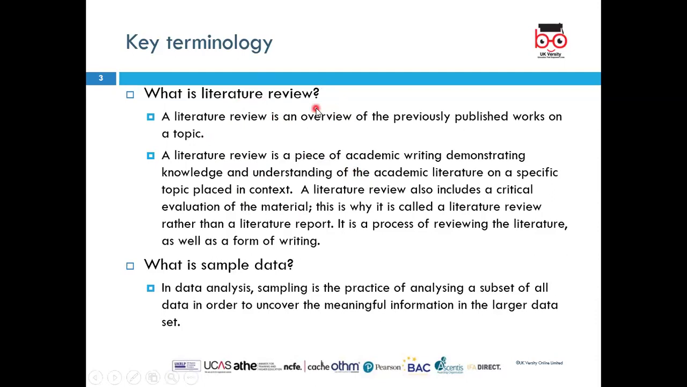But then there will always be literature on that. For instance, if you're finding some new drug therapy, I'm just giving an example, you will have literature about that drug or about the disease that it cures. So that is called literature review. You want to do your background understanding of the topic. A literature review is a piece of academic writing which demonstrates knowledge and understanding of the academic literature on a specific topic placed in context.